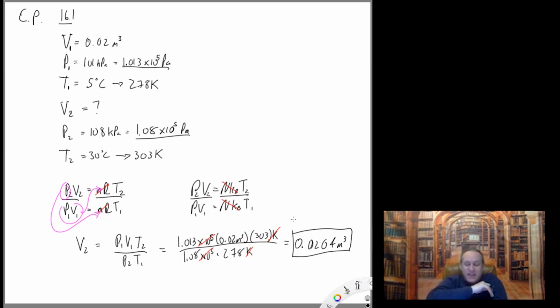If we were doing this in liters, then we could keep it in liters and just have our answer in liters. It would be 20 liters becoming 20.4 liters. So even though it looks like that 4 doesn't matter so much, that's like half a liter. That's a substantial change in volume. Okay, any questions?